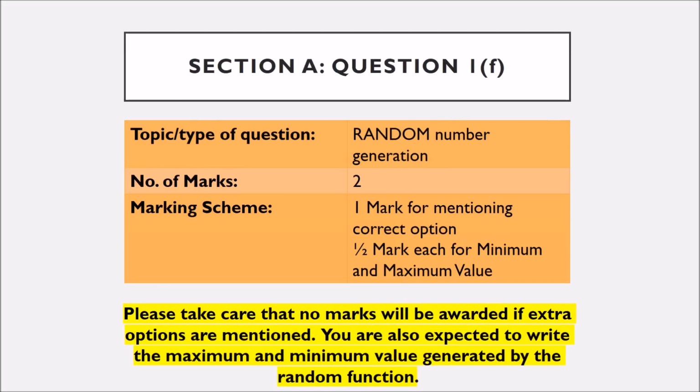Question number 1, part F, is of 2 marks. It is based on the concept of random number generation. Student is expected to choose the options from the given options 1 to 4. Please take care that no marks will be awarded if extra options are mentioned. You are also expected to write the maximum and minimum value generated by the random function.